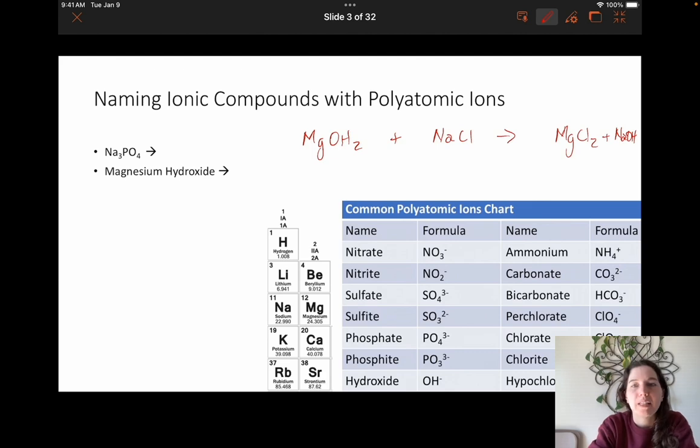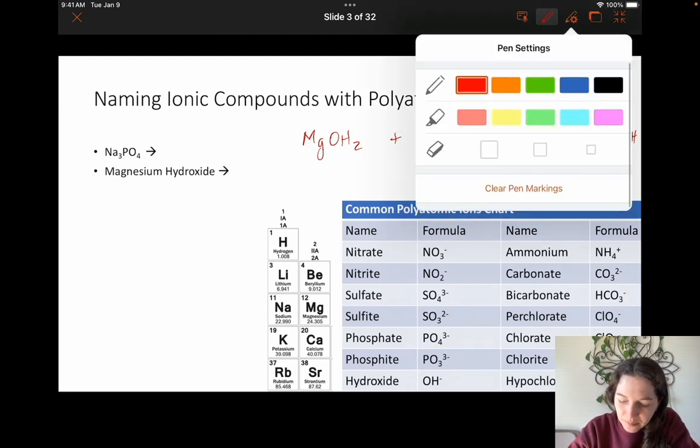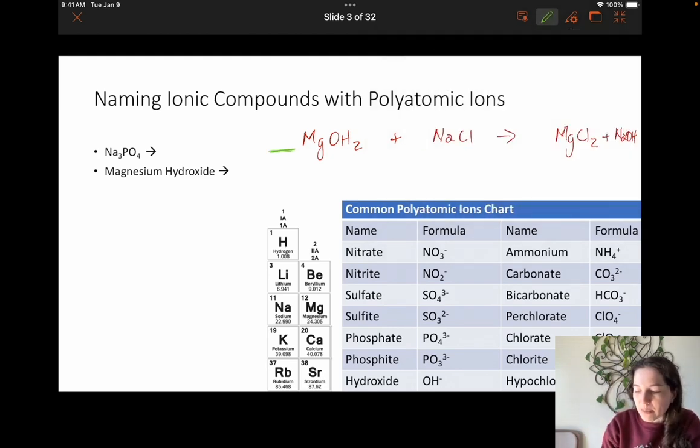Now let's have you try this example here. We're going to have magnesium hydroxide and sodium chloride turn into magnesium chloride and sodium hydroxide. See if you can put numbers in the front to balance them out.